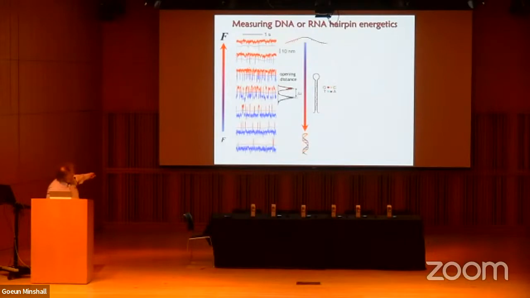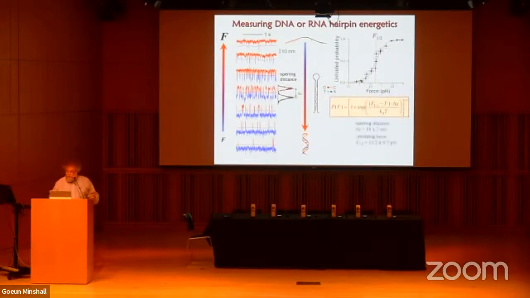There'll be an intermediate force in which it flickers open and closed in a discontinuous way, because the zippering of this thing, zippering it up, is a highly cooperative interaction. And of course, the unfolded probability beautifully obeys Boltzmann statistics. And from graphs like this, you can glean the opening distance of the hairpin, and you can glean the unfolding force. And the beauty of this is that if you take the unfolding force and you multiply it by that distance, you get an energy. And that is exactly the free energy of opening of this, which you can determine calorimetrically. And so those numbers agree beautifully.